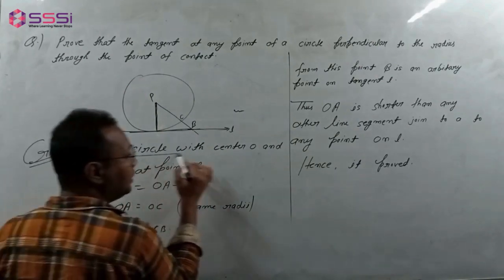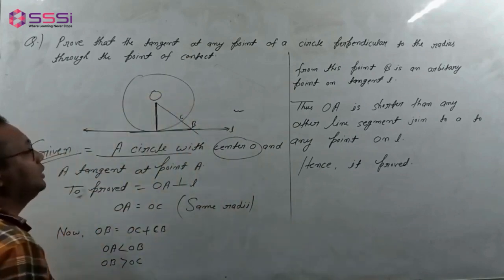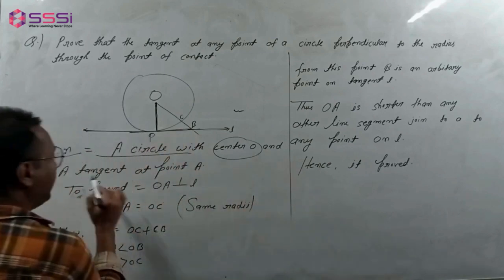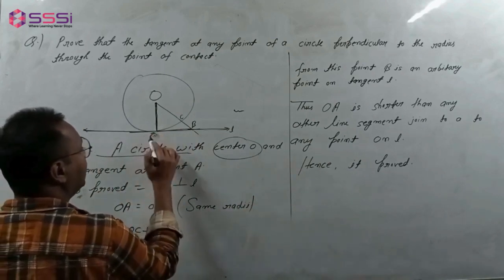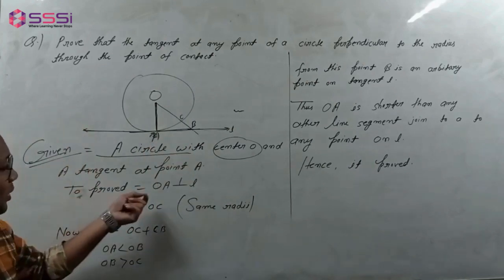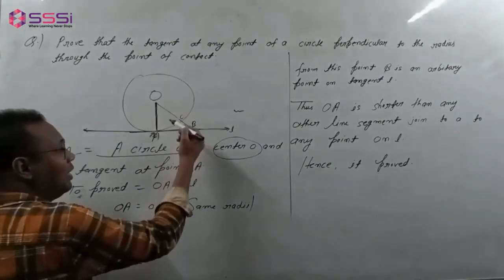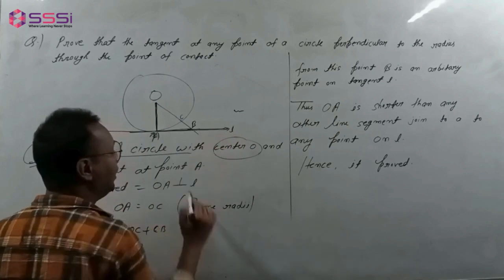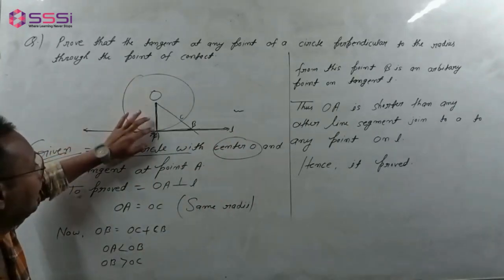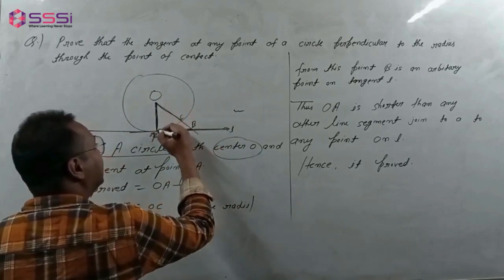Given a circle with center O, this is our center and its name is O, and this is P, and a tangent at point A, and this is it. Next, to prove: OA is perpendicular to L. OA equals OC, because this is a radius.